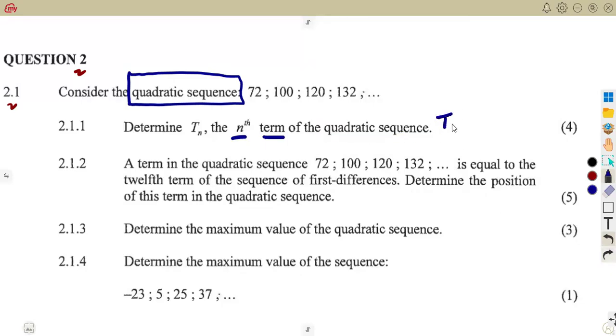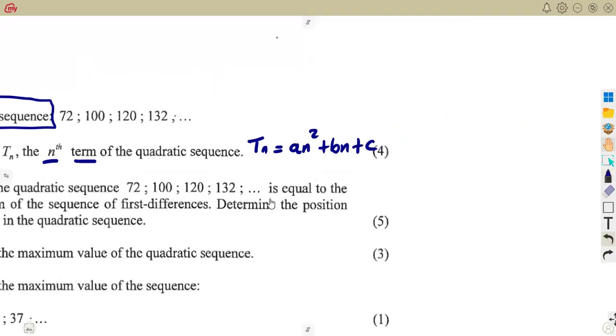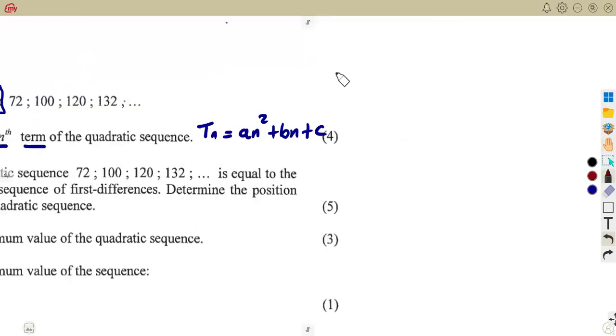As we do understand, on a quadratic, Tn is equal to an squared plus bn plus c. So already we are told that it's a quadratic. How can you attempt this question? Let us have our question here. If you consider our sequence, that is 72, followed by 100, 120, 132, and so on.